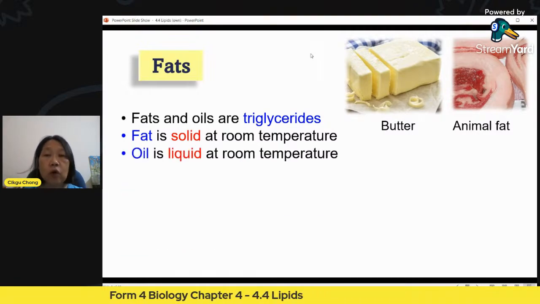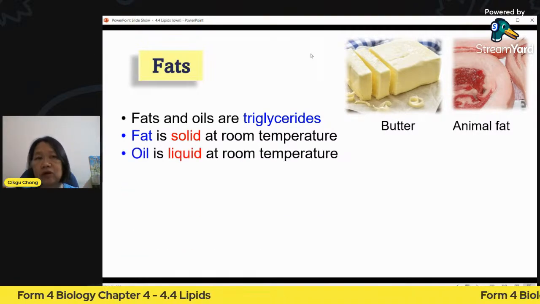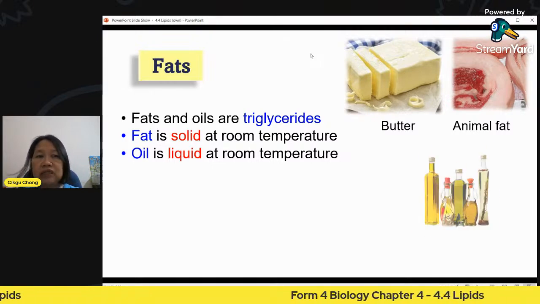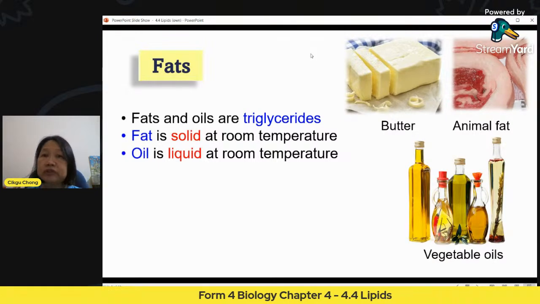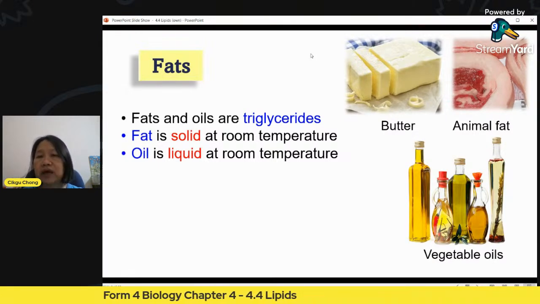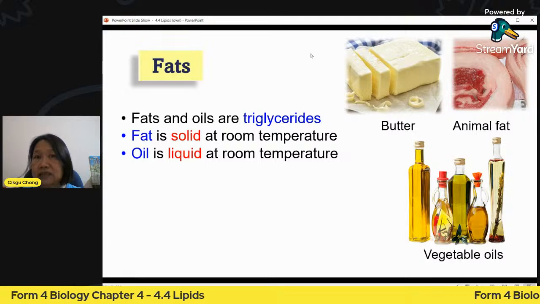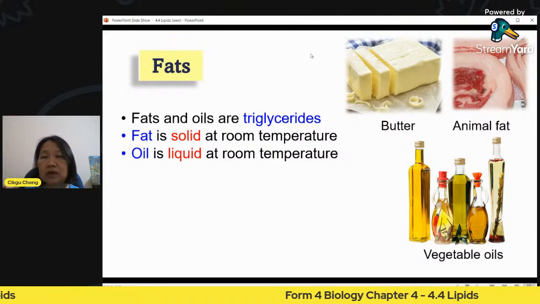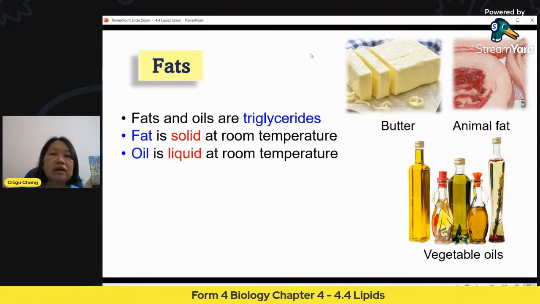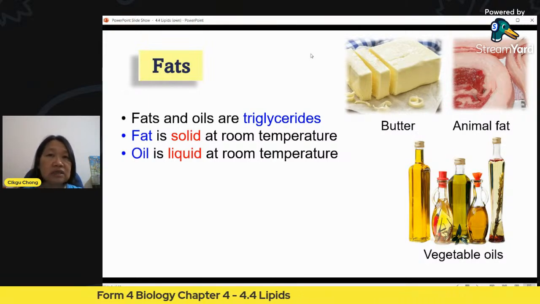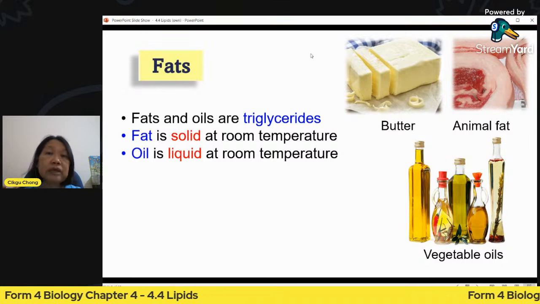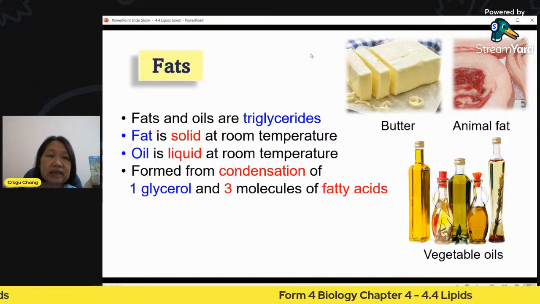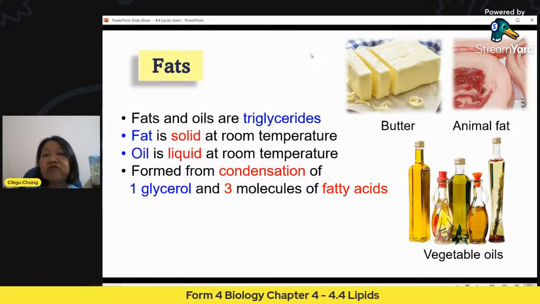All right, and oil. Now, what do you call oil? Oil is also fat. Basically the molecule has the same structure, but it is called oil because it is liquid at room temperature. Most of them exist in plants. So you have vegetable oils, like peanut oil, palm oil, olive oil, sunflower oil. It is liquid at room temperature, which is around 30 degrees Celsius. So basically, they come under the group triglycerides.